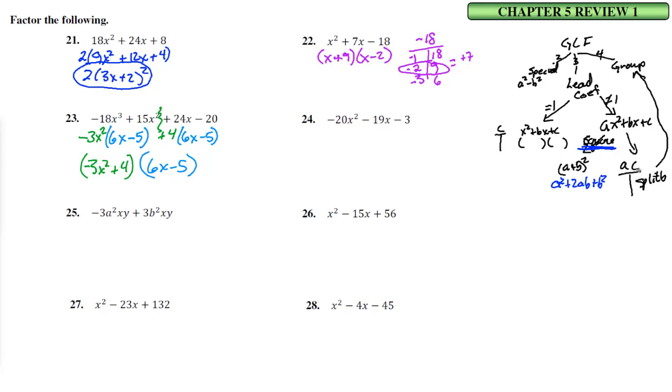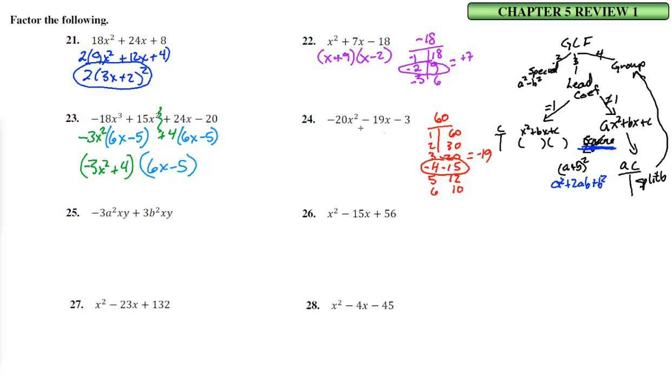So we're going to do the AC method where we take negative 20 times negative 3, which is a positive 60. This could be 1 and 60, 2 and 30, 3 and 20, 4 and 15. Oh, there's our 19 right there. 5 and 12, 6 and 10. All right, so it's going to be a 4 and a 15. They both have to be negative in order to equal the negative 19.